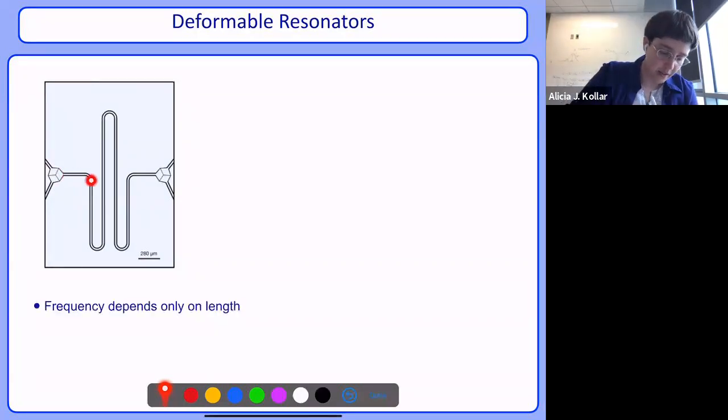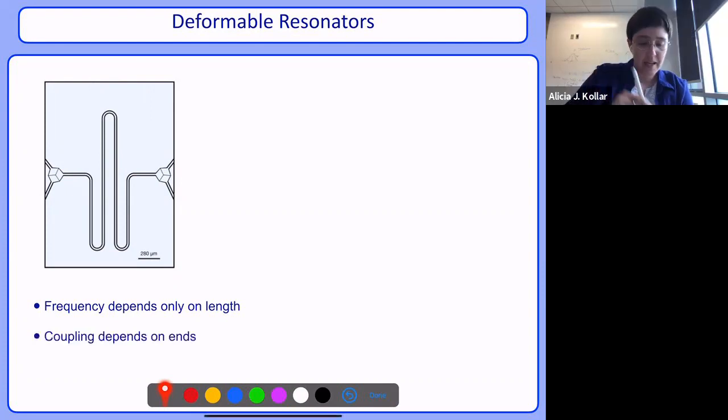So light that's confined in here, it propagates along the waveguide, it hits the end and it bounces back. And so the resonant frequency is really set by the arc length of this whole thing. That's how you get a standing wave condition. And the key is that the coupling is set by this junction region at the end. And because this is a waveguide, we can change how it meanders.